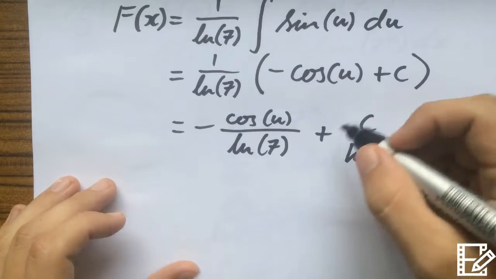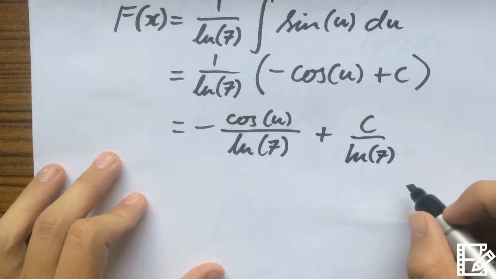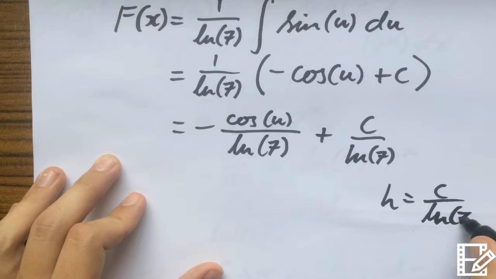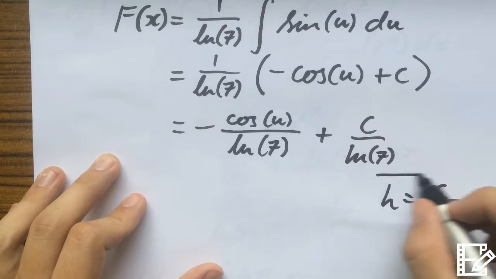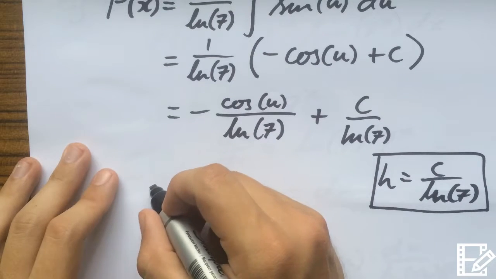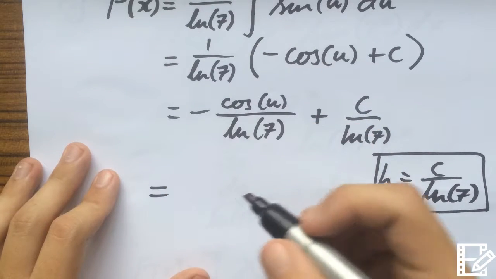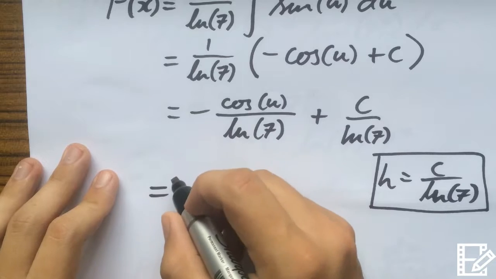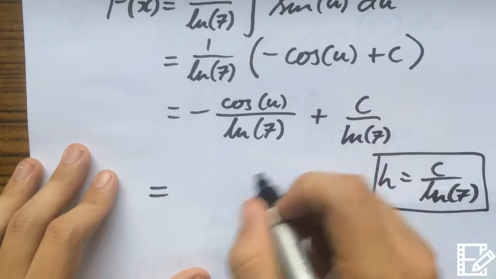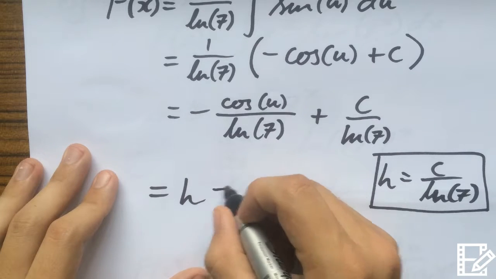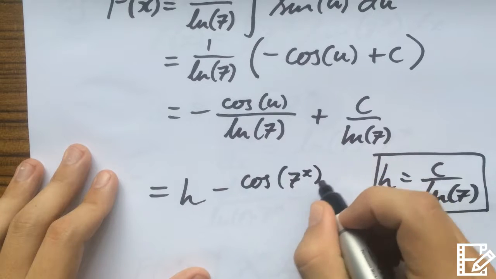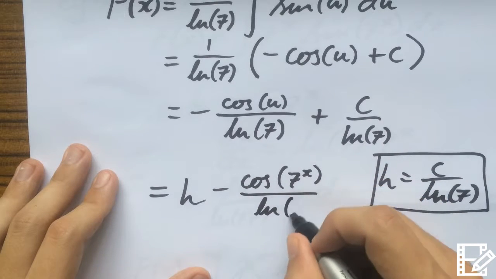So, if I don't like seeing that, I like it just being a standard constant. This is the right way and this is correct, but I want to say h equals c over ln of 7. Therefore, next time I write this, I can write it as h. So, what's u? We said u was 7 to the power of x. Therefore, I can rewrite this as, I'm going to bring the h at the front because it'll be a positive. So, h minus cos 7 to the power of x over ln of 7.